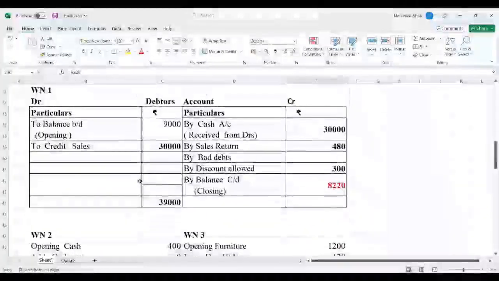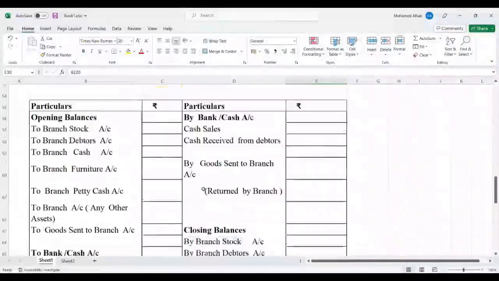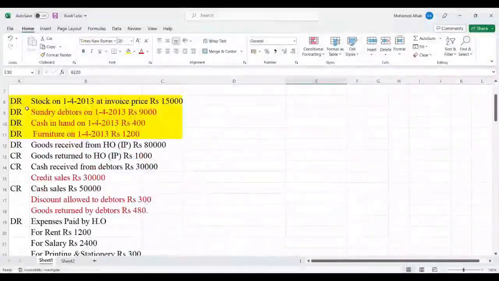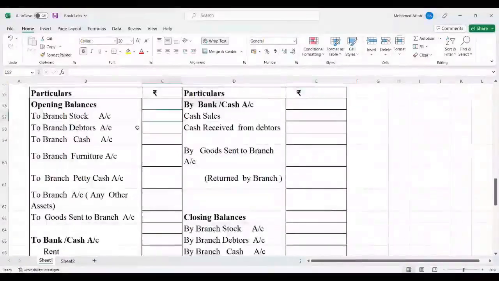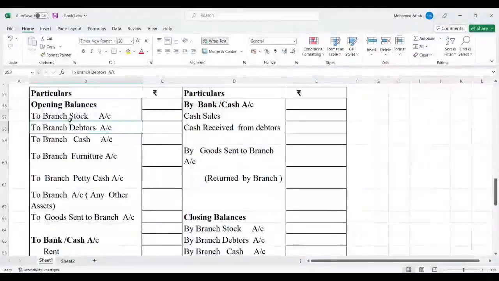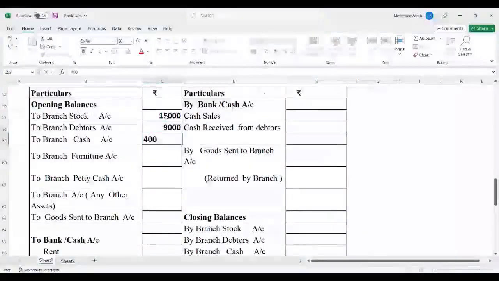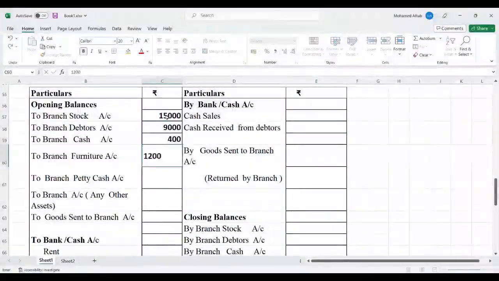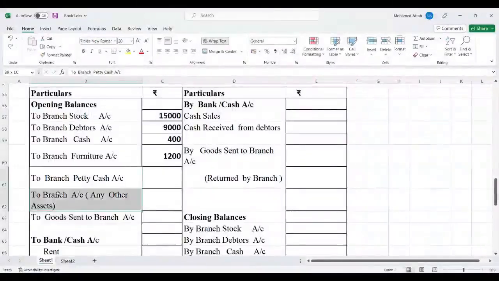Now let us come to the branch account. So if you see the entries, the debit side we have already marked. Stock, debtors, cash in hand, furniture, all 4 entries will come on the debit side. So let us make the entries. Always remember, opening assets will come debit and closing assets will come credit. So the opening balances: opening stock is given 15,000, opening debtors is given 9,000, cash 400, and furniture 1,200. Other entries are not there, leave it.